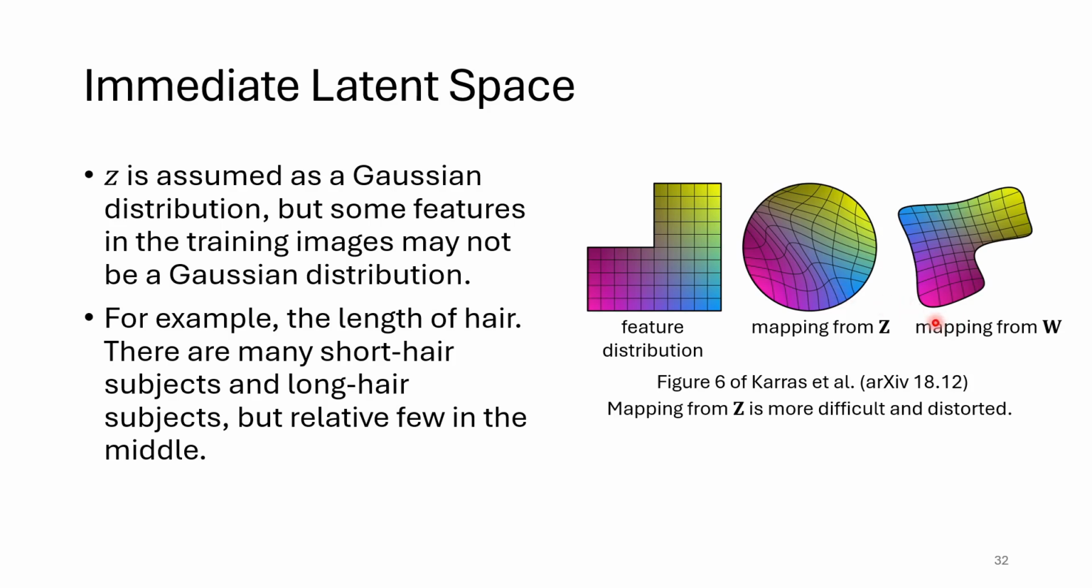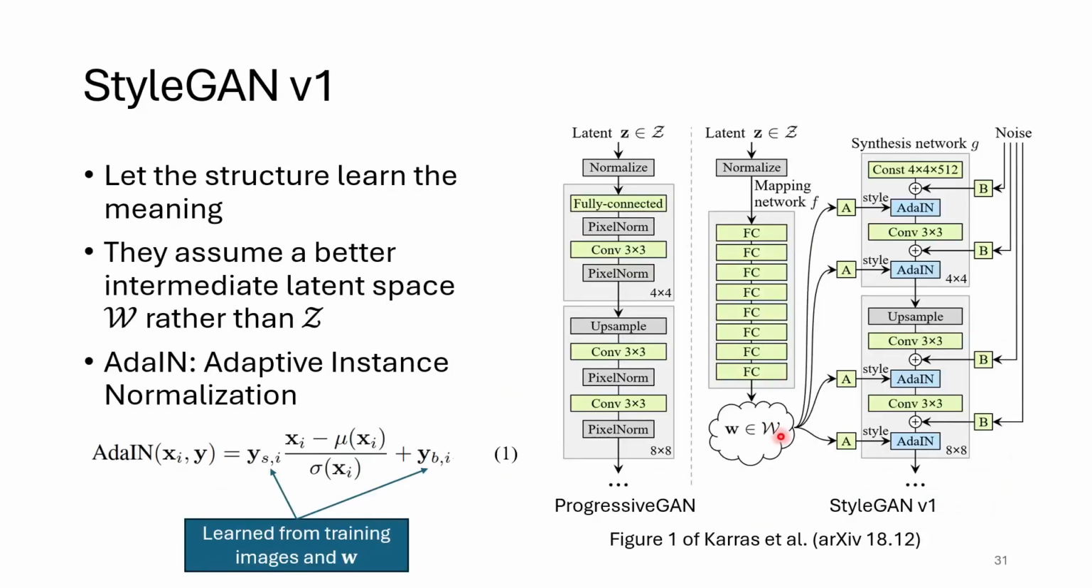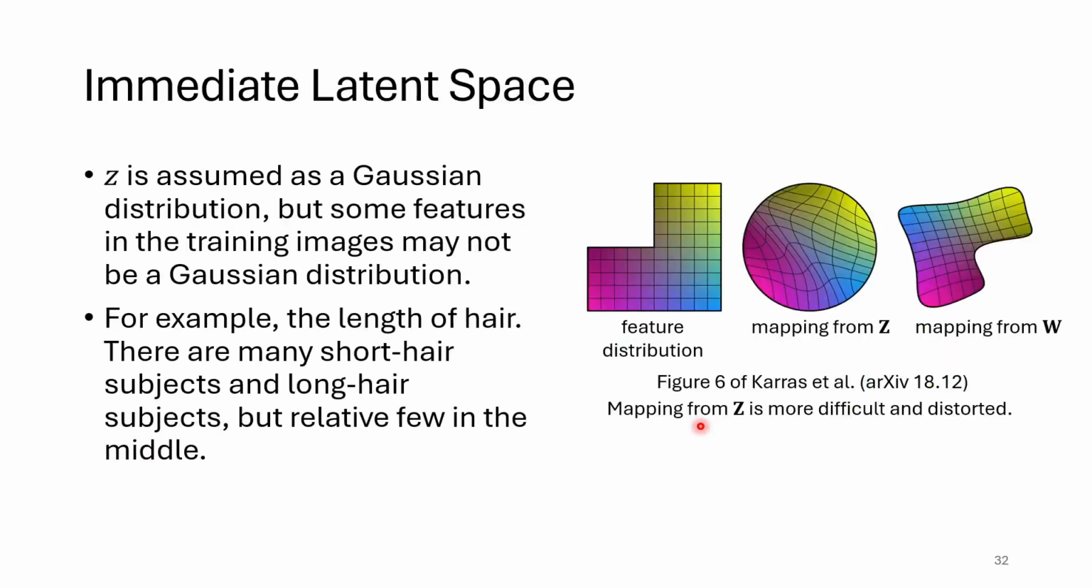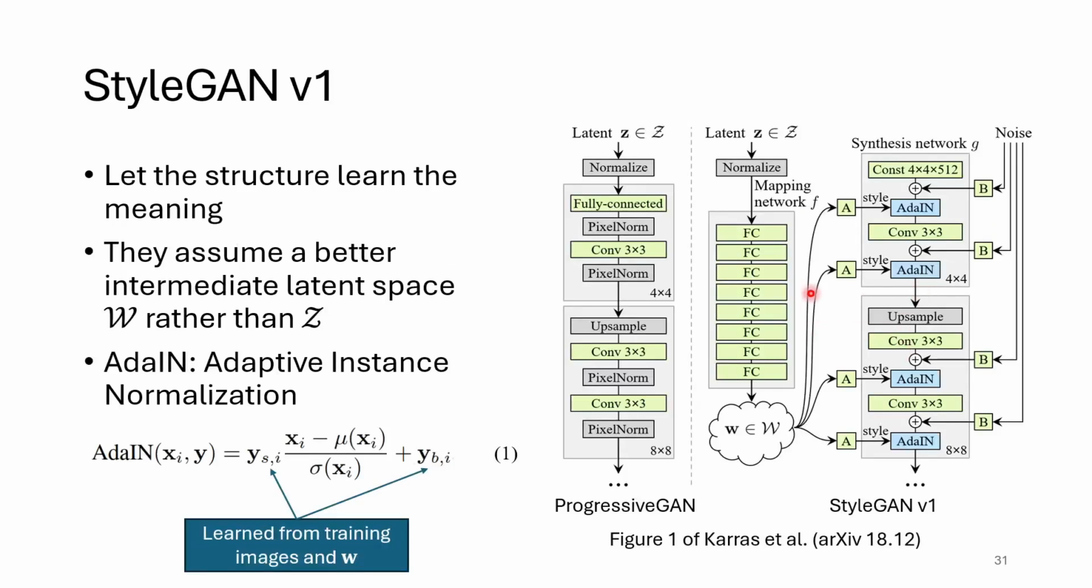But if you use the intermediate latent space, how do I generate the intermediate latent? Just use many fully connected layers. It is just a multi-layer perceptron. Then they can create the intermediate latent space and use it to learn the parameters in the adaptive instance normalization.